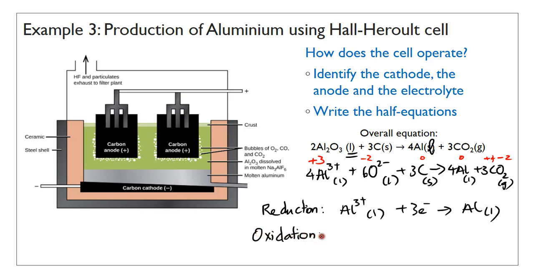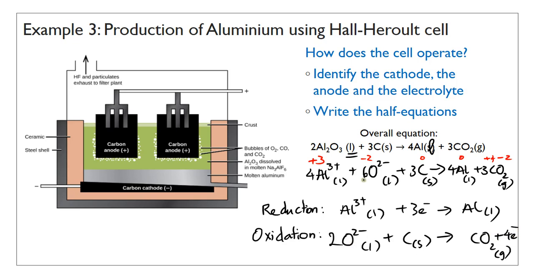Again, I will not expect you to be able to write the oxidation half equation without the overall equation. But it's actually a reaction between oxide ions and carbon going to CO2. There's a 2 here, and then you need 4 electrons so that the charge is balanced.